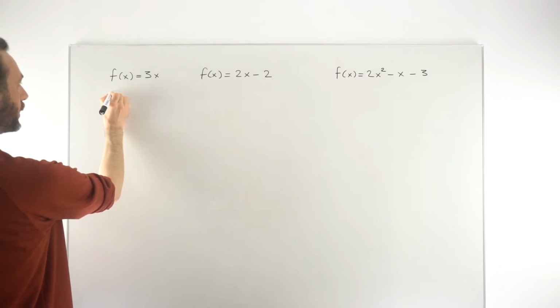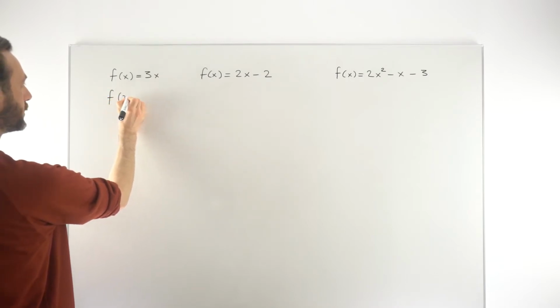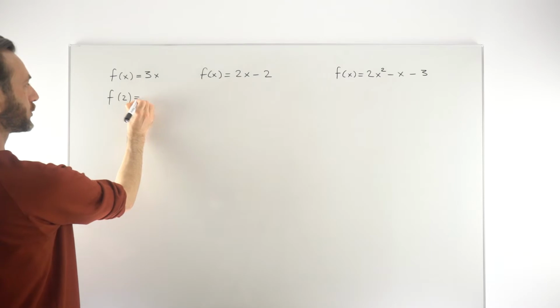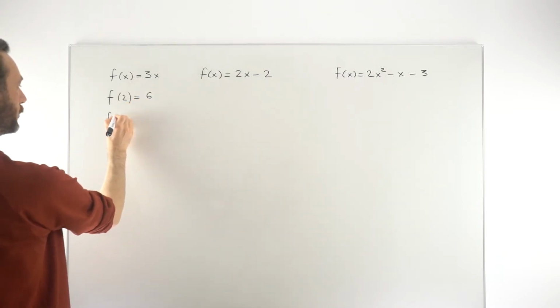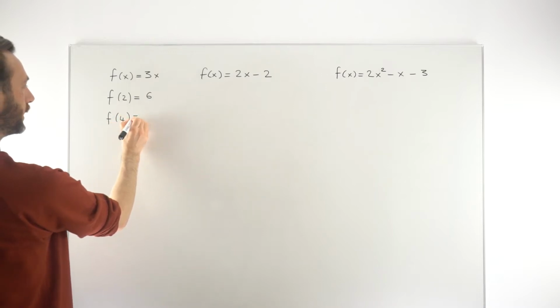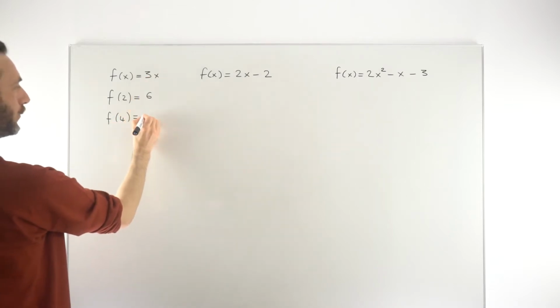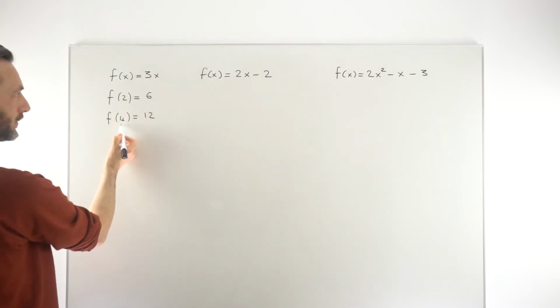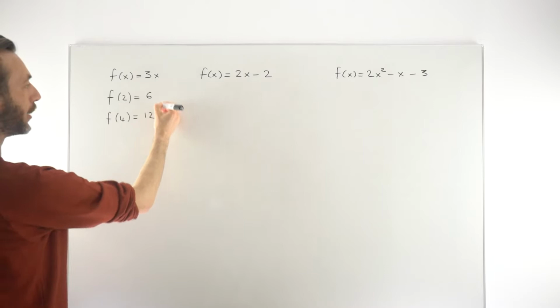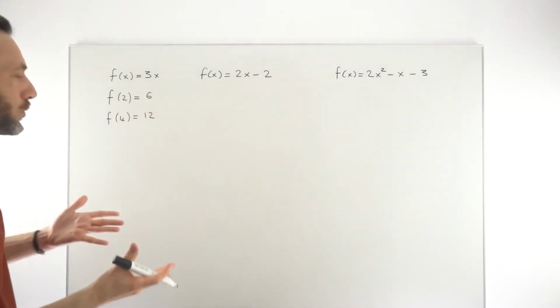If you were to put, say, the number 2 into the function to get f of 2, then that's just going to be 3 times 2, which is obviously 6. If you were to put 4 into the function, then that's going to be f of 4, 3 times 4 is 12. So these are the input values that we're putting in here, the x values, and these are the output values. That's just what a function does.